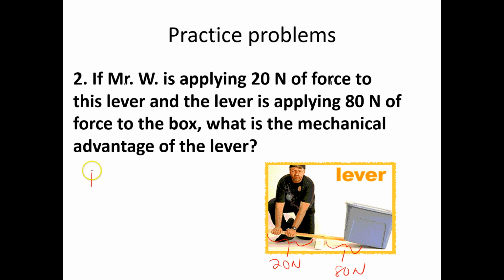That must mean we're looking at forces. We have an input force and we have an output force. The input force is what Mr. W does, so that is 20 newtons. The output force is what the lever does to the object, so that would be 80 newtons. Now let's put this into a GUESS problem.